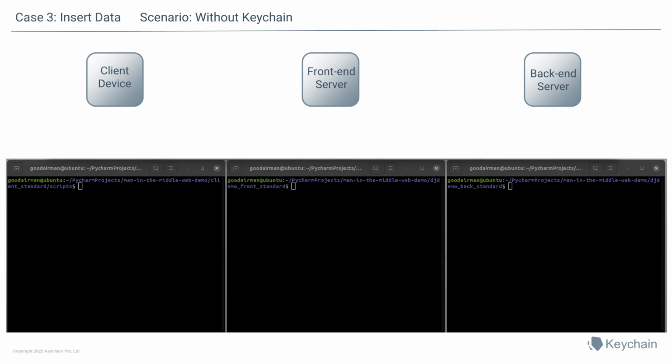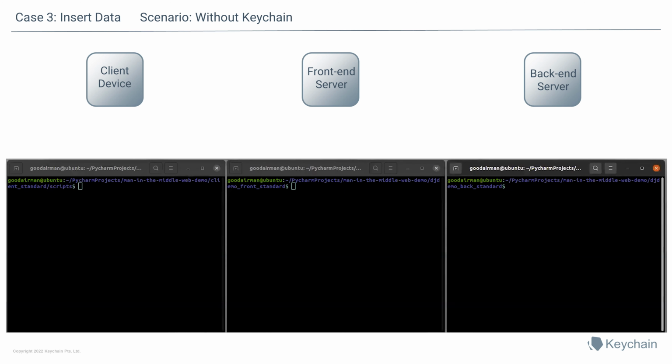Okay, so now we're going to demonstrate the Keychain Man in the Middle demo running in what we call insert mode. The way insert mode works is that the client here on our left side is going to send a message to the front-end server here in the middle. And the front-end server is going to insert its own message, sending its own message to the backend server before it sends the original message that was sent from the client to the backend server.